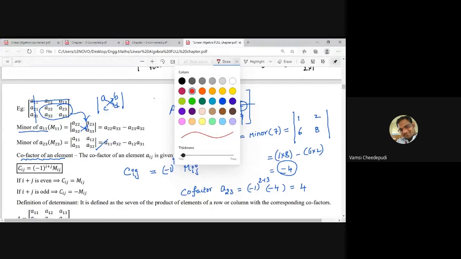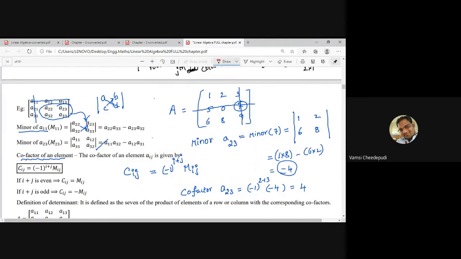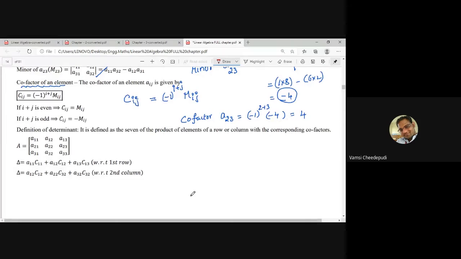Sir, for every matrix, can I change the symbol? Not required. You just observe this. If i plus j is even, then it is equal to Mij. If i plus j is odd, then it should be minus Mij. Sir, let us analyze that i plus j position. Don't worry, let us analyze.